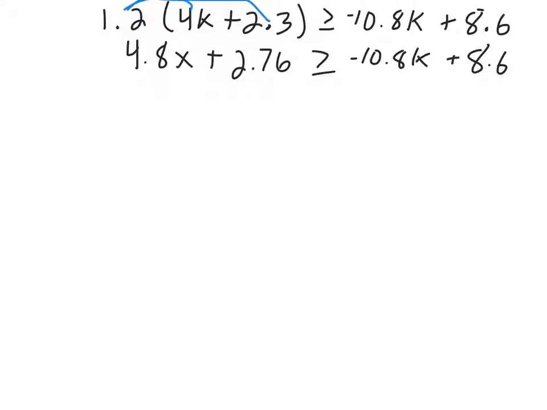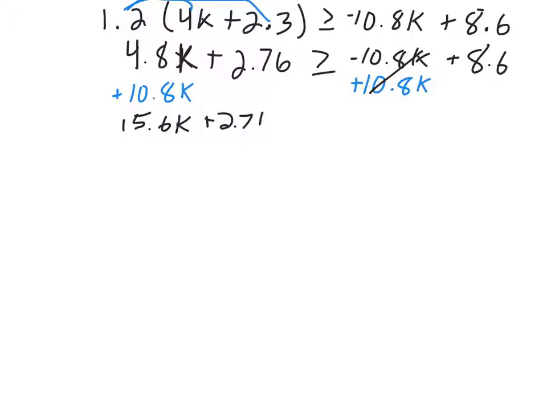Okay, now I want to move that negative 10.8k to the left. I just realized that should be a k, not an x. Apologize for that. Okay, so it's going to be plus 10.8k on both sides. And that's going to get me, those cancel, 15.6k plus 2.76 is greater than or equal to 8.6.